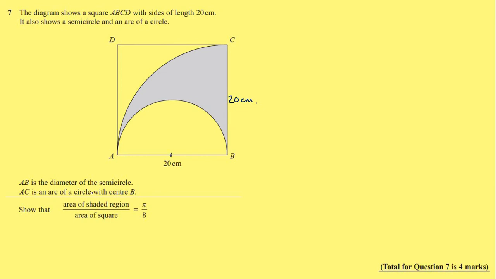And AC is an arc of a circle with centre B. So there would be an entire circle that would go all the way around here where the centre would be B. So show that the area of the shaded region divided by the area of the square is equal to pi over 8. So we need to find out the area of the shaded region.